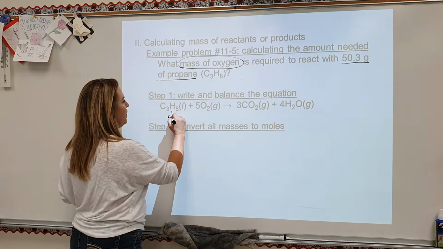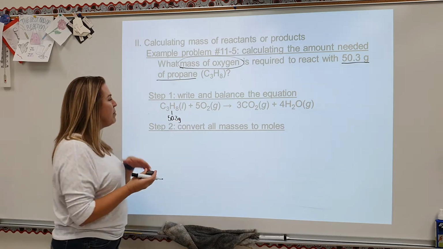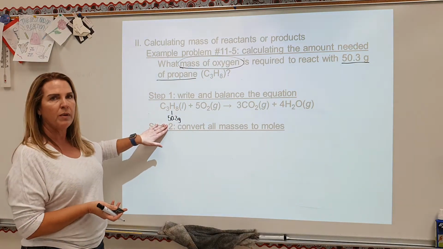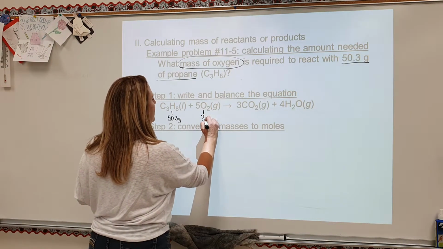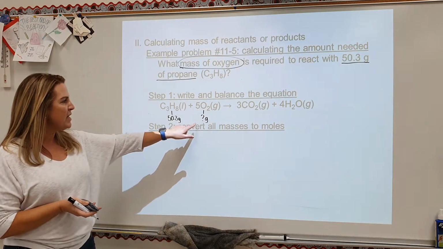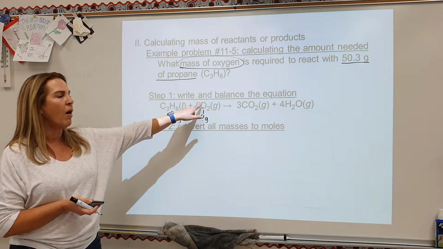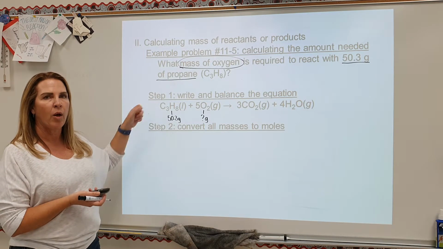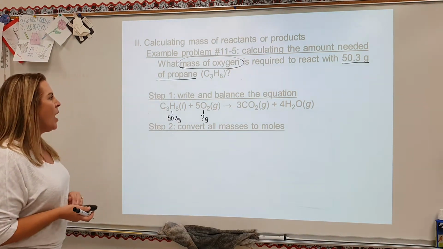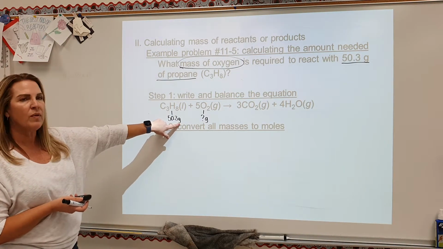So I will put my 50.3 grams. And for me, this tells me that I have 50.3 grams of propane. And I'm going to put a little question mark underneath here. And I know that that means I need to find how many grams of oxygen. It also helps me focus on the mole ratio that I'll be using. Like I said, we're in grams, we've got to go to moles.